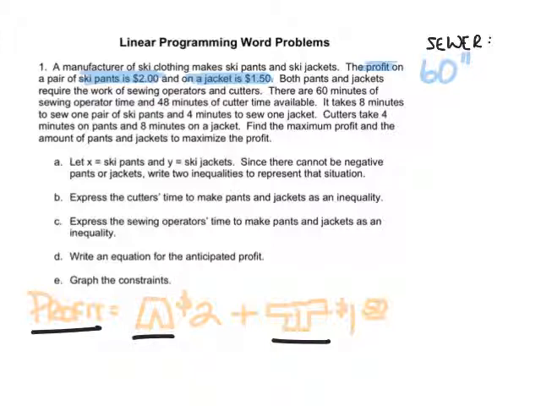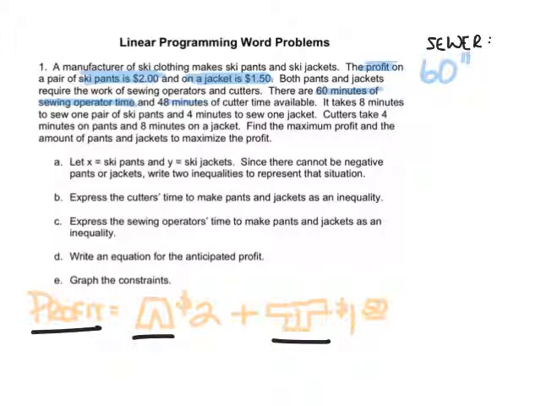Let's read it. There are 60 minutes of sewing operator time. Well, that tells me that the sewer can only say, here's 60 minutes. You give me one jacket, you give me 50 jackets, but I'm only going to be able to give you 60 minutes. So that's a limit. That is a constraint. So let's bear that in mind.